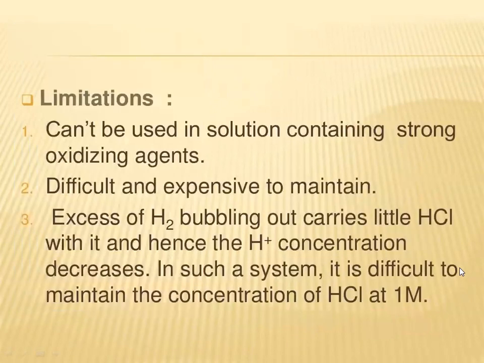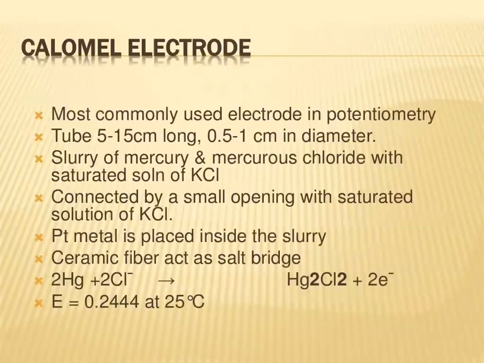Now there are some advantages and some limitations to the standard hydrogen electrode. It cannot be used in a solution containing strong oxidizing agents, and second, it is difficult and expensive to maintain. Excess hydrogen bubbling out will carry little HCl with it, so the concentration of H+ ion decreases. In that case, it is difficult to maintain the concentration of HCl at 1 molar.